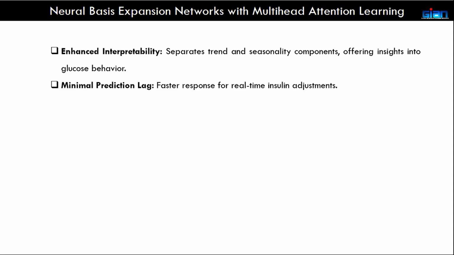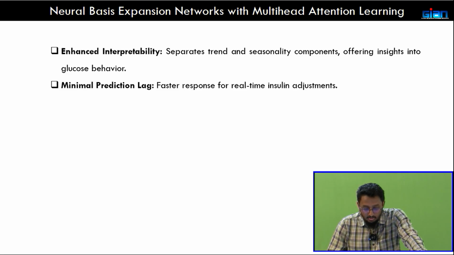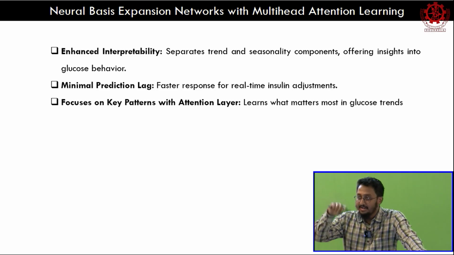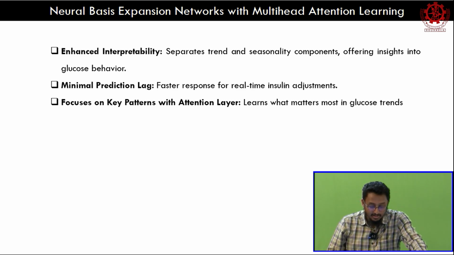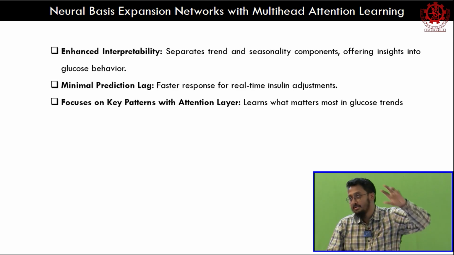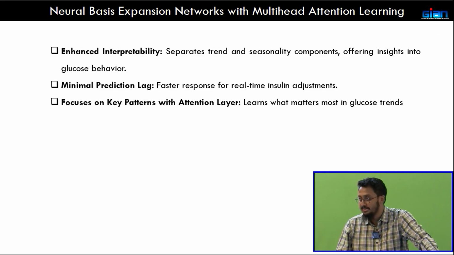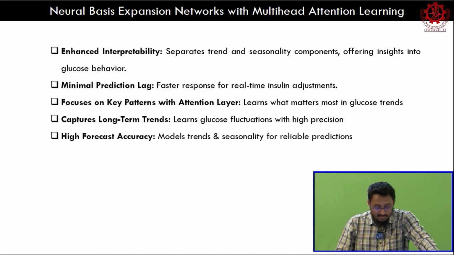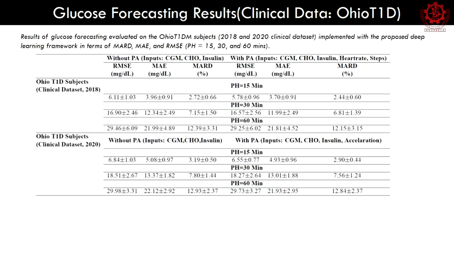So this particular network actually has enhanced interpretability. I'll show you how we do this interpretability. Then it has very less prediction lag because of the backcast. The calculation is not that difficult, and the prediction lag is less. If you remember, in the previous network for the 60 minutes prediction horizon, the lag was 40 minutes. So we can have a look, and the attention layer actually enhances some performance as well, and there are many other advantages.